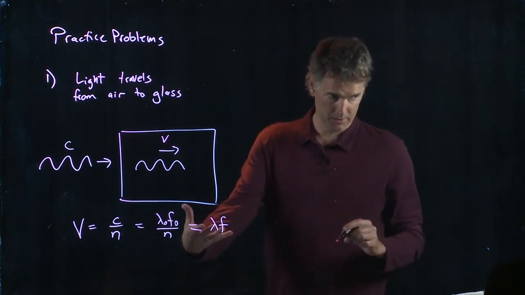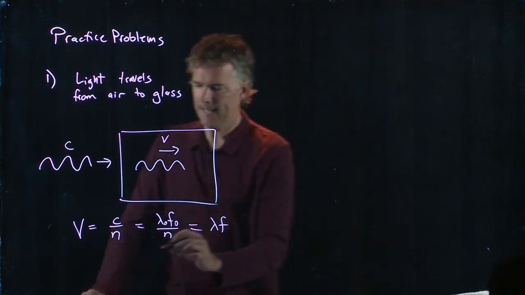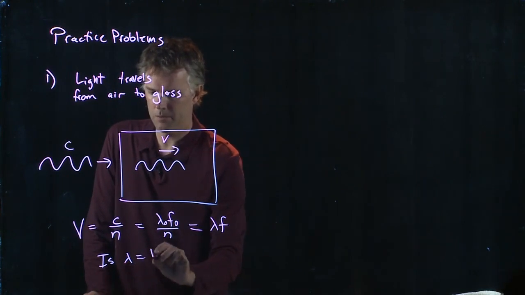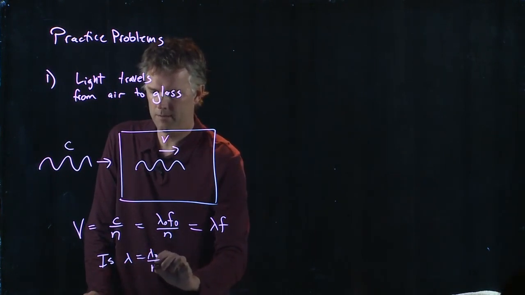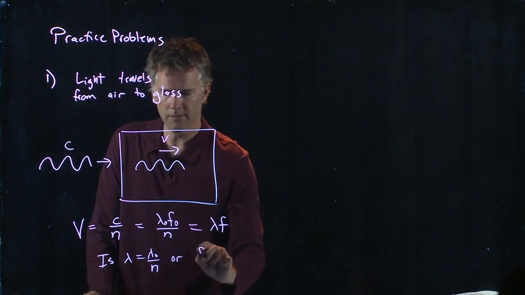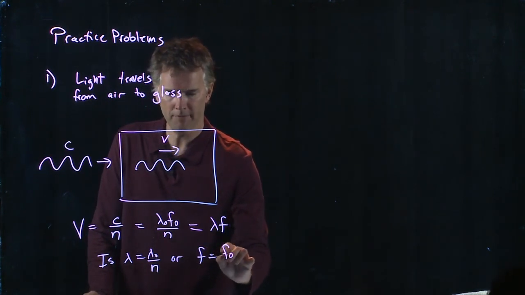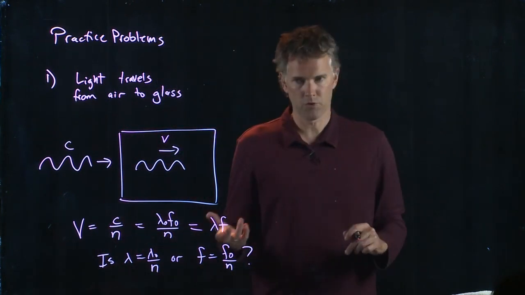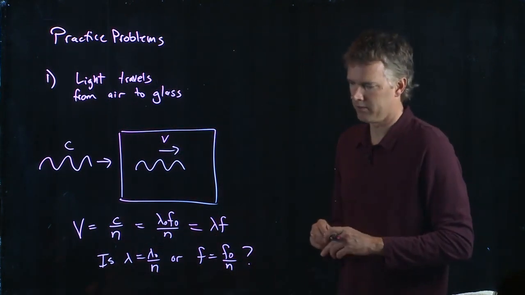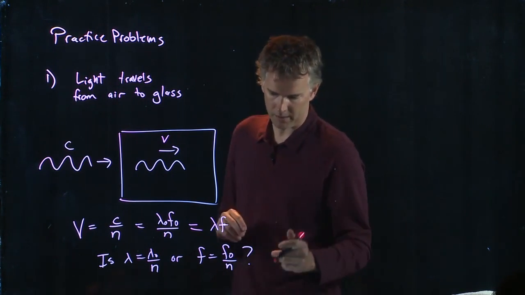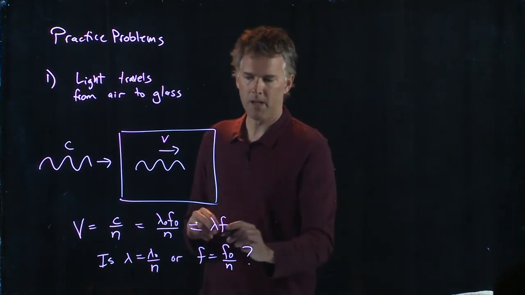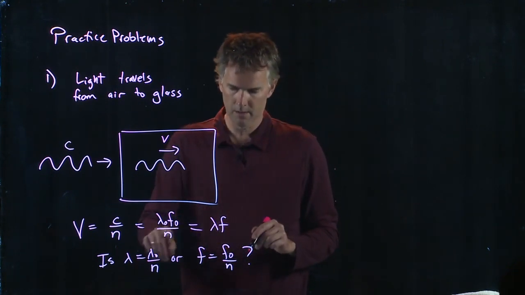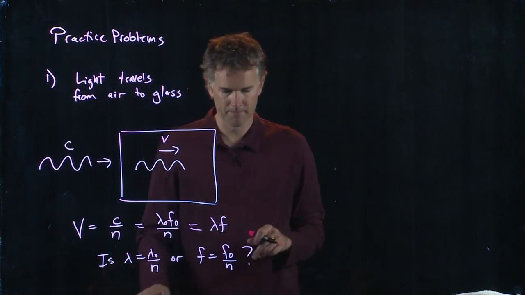And so now you're faced with a choice, right? Is lambda equal to lambda naught over n, or is f equal to f naught over n? One of those is true and one of those is false. And this is what this question is asking about. It's asking, is this one true or is the frequency not affected?